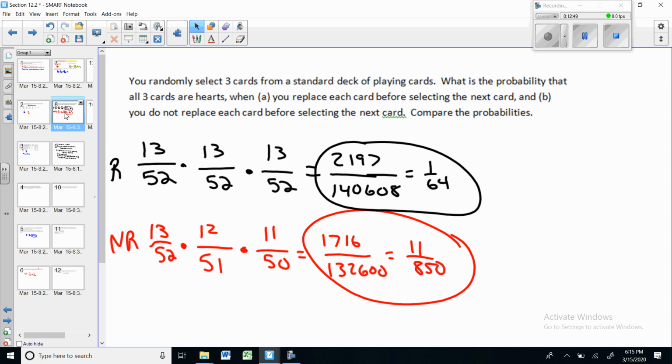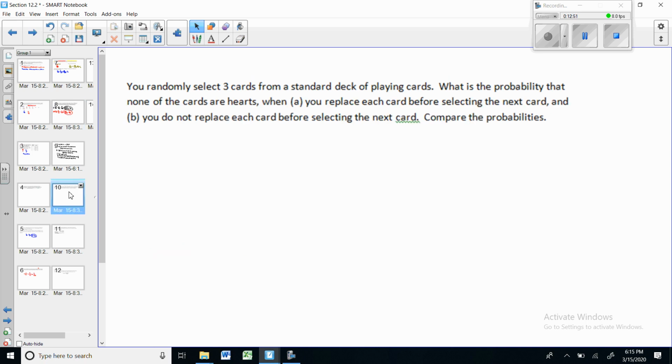Okay, so let's take a look at another set. This time we're randomly selecting 3 cards, and this time we want to find the probability that none of the cards are hearts. So again, we're going to do part A, where we replace. This time, how many cards are not hearts? Well, there are 13 hearts in the deck, so that means that there are 39 that are not.